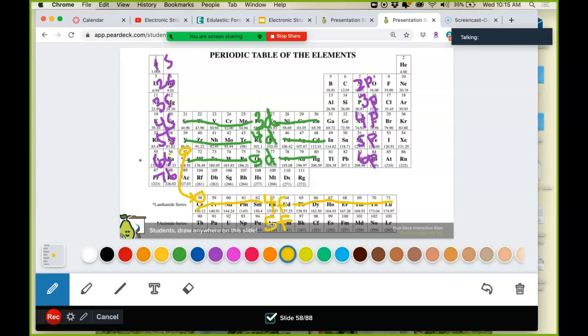Okay? So the S and the P line up perfectly with the periodic table. They're often referred to as your representative elements. And then your D and F fall behind in terms of energy levels.